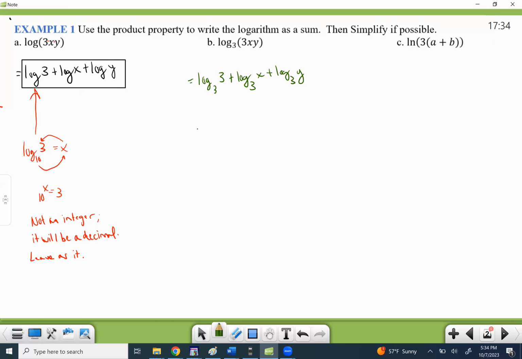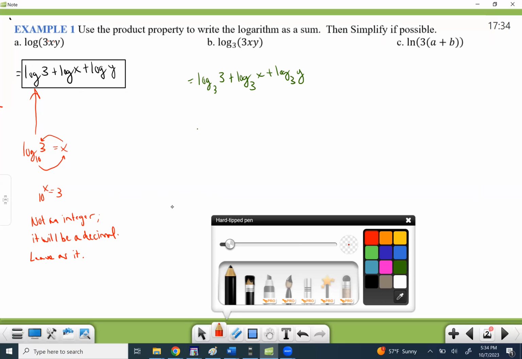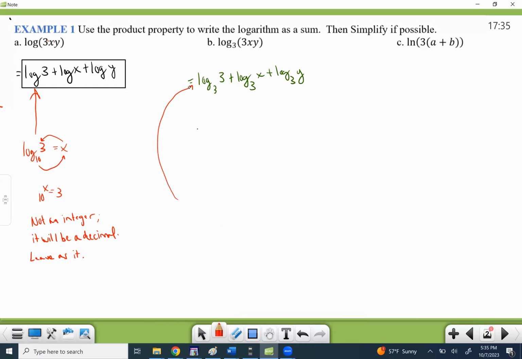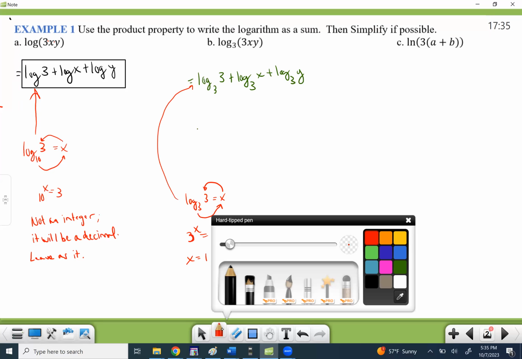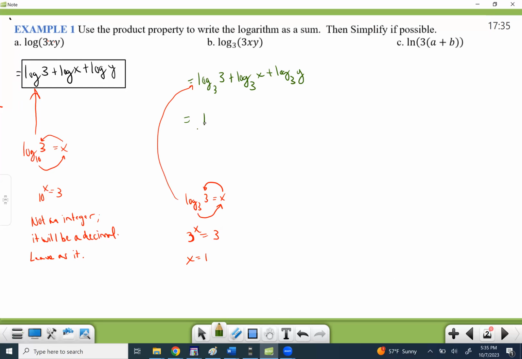Now when we ask ourselves if we can simplify, we actually can. I'm going to draw a little arrow to this one. We say 3 to what power equals 3? We do get a nice number: we get 1. So we'll write one more line where we say 1 plus log base 3 of x plus log base 3 of y. This one we actually could simplify, and it gave us a nice number.